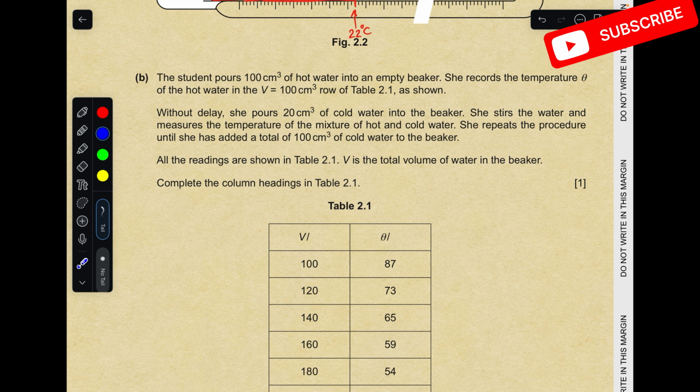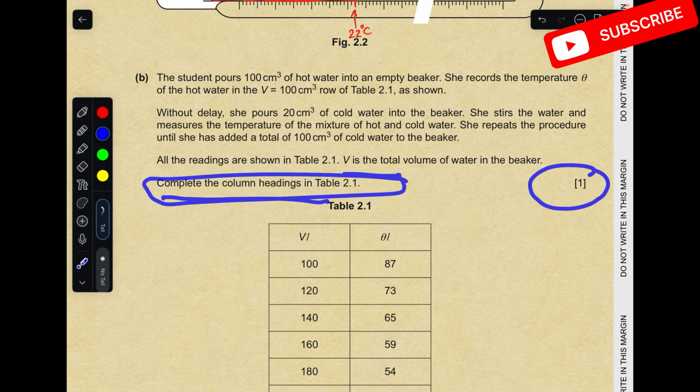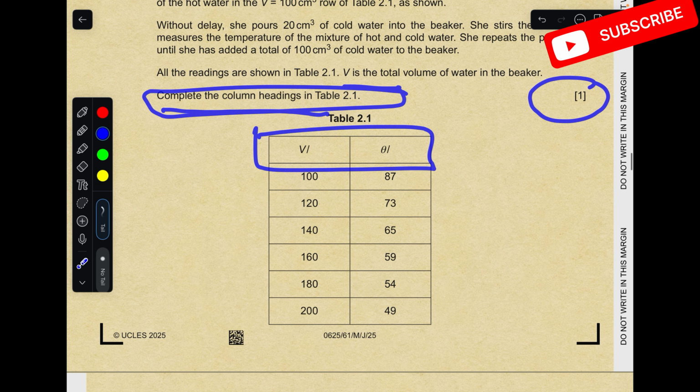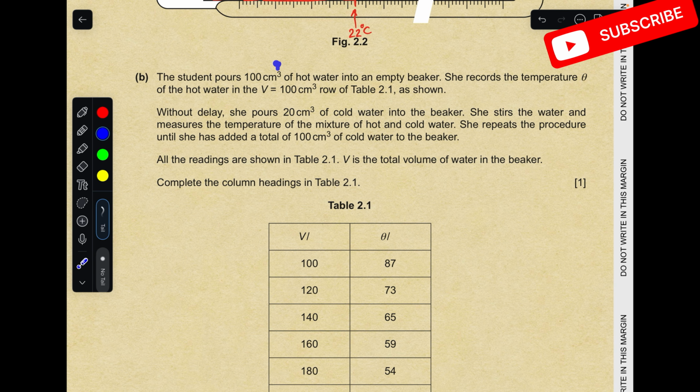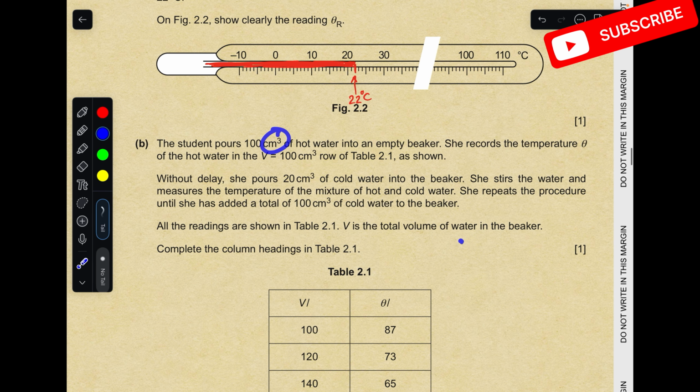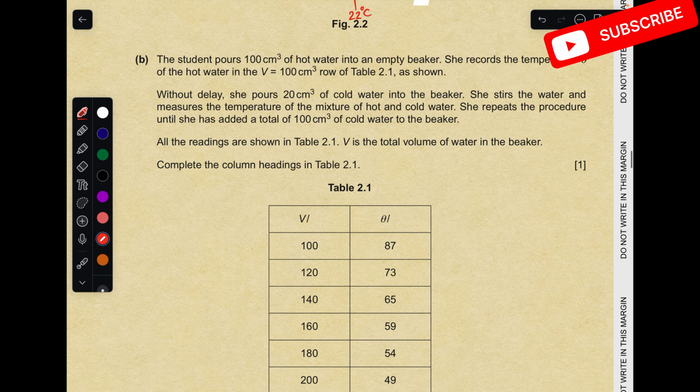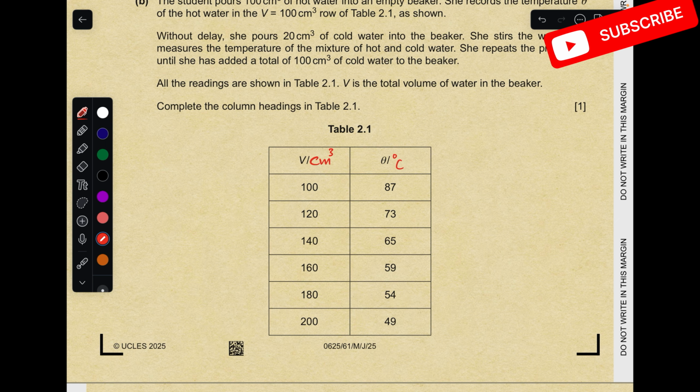What you have to do is complete the column heading for the 1 mark. This is the column heading. So they have given you volume is in centimeter cube and temperature is in degree Celsius. So it is centimeter cube. Most of the students mostly left this space unfilled. Okay. So whenever there is a table given, you have to fill the headings of it.